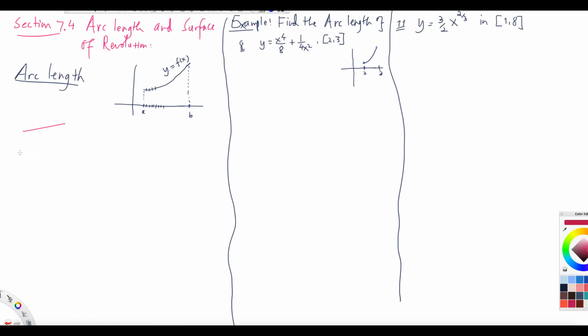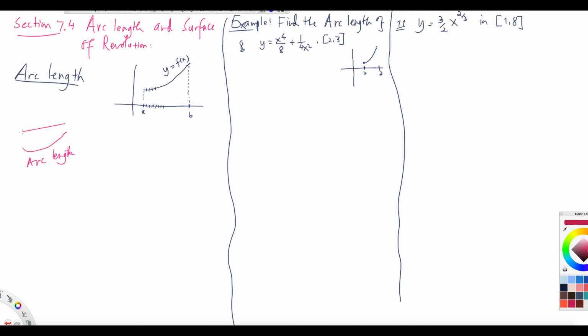But if you have a curve, how do you find the length? The length of the curve is called arc length. If the curve is not straight, then it is called a curve, and the length of this curve is called arc length. Now how do we find arc length?